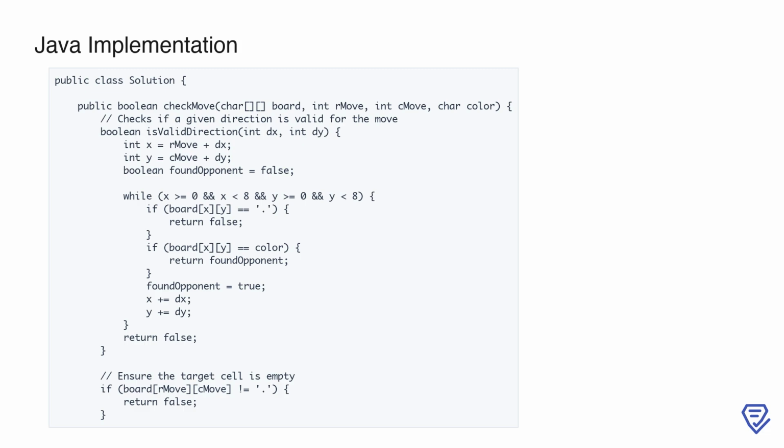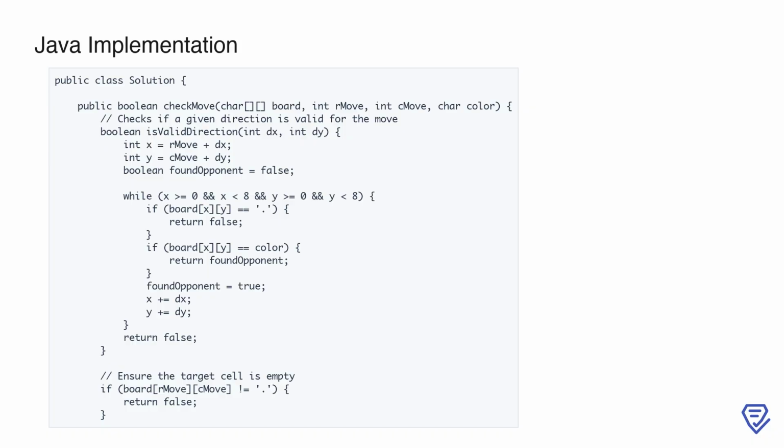Inside this method, we define a helper function called isValidDirection. This function is designed to check if there is a valid sequence of opponent pieces in a specific direction that ends with the player's own piece. It takes the direction as parameters dx and dy, which represent the change in row and column, respectively.